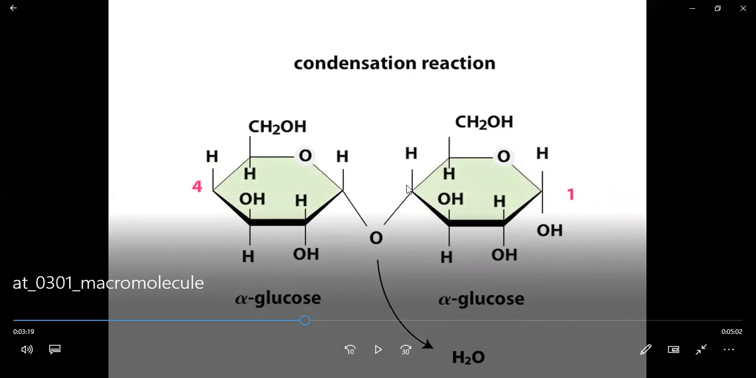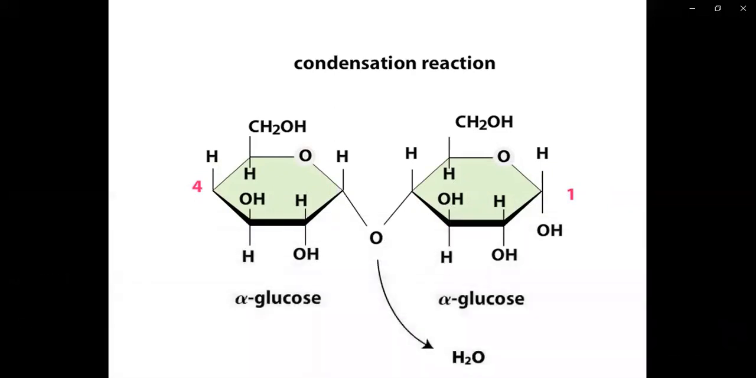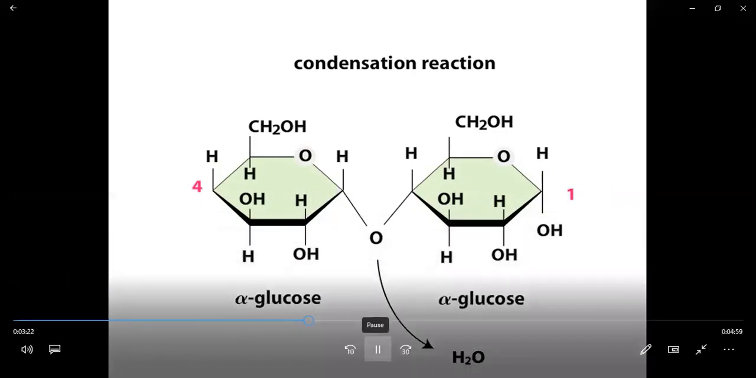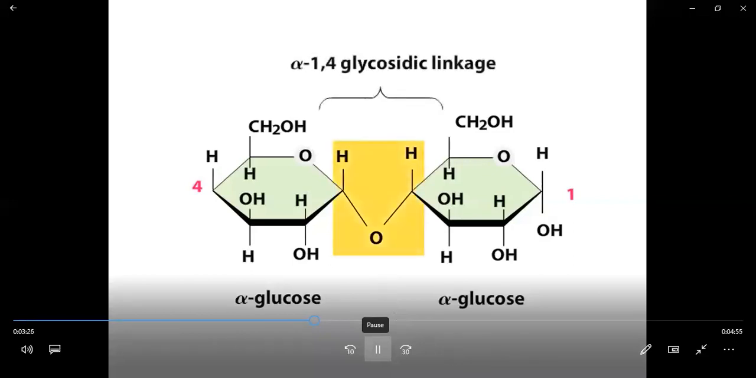This linkage is between the fourth position of one glucose and the first position of the other, between the 1' and 4' positions. This is a 1'-4' alpha glycosidic linkage, because alpha glucose is involved. So an alpha glycosidic linkage forms between the first carbon of one glucose and the fourth of the other, creating an alpha 1,4 glycosidic linkage.